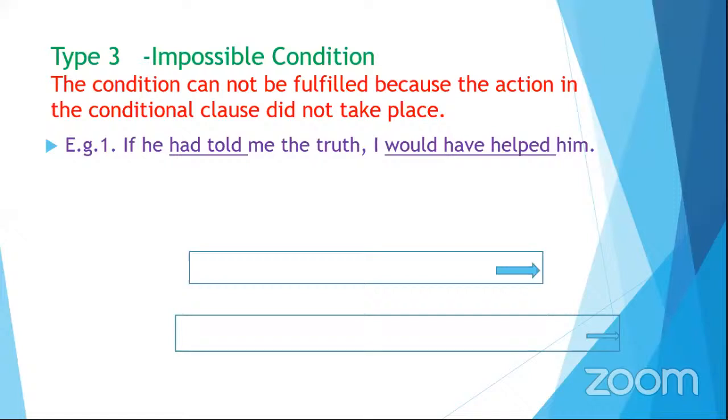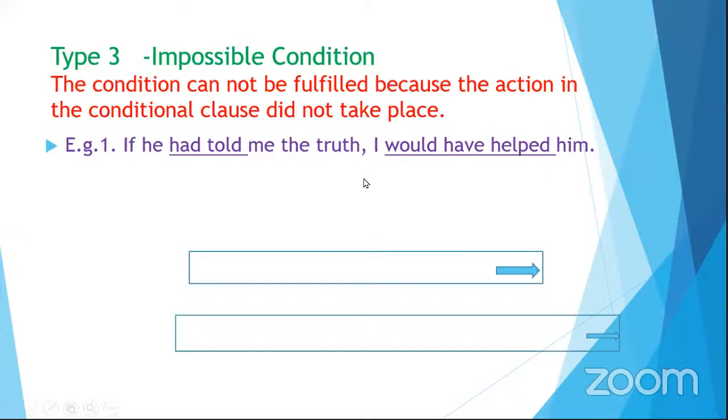So there, what is the implied meaning? He did not tell me the truth, and I did not help him either. So these conditions, as I mentioned earlier, to talk about such situations, such actions, you will have to use type 3 conditional sentences.